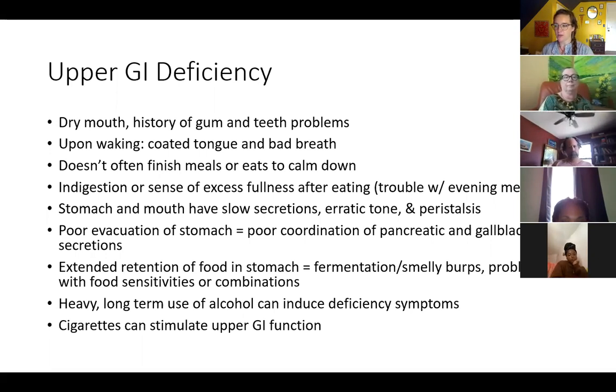That creates a poor coordination of digestive juices from your pancreas, from your gallbladder excreting out bile. All the releases are a little off because your stomach isn't working as smoothly and cohesively as it can because it's not reacting as quickly as it could. So this extended retention of food in the stomach causes some fermentation. So things stay too long in the stomach, it starts to ferment and over-digest. And so you have smelly burps, that leads to the bad breath, especially when you wake up in the morning, problems with food sensitivities, or combinations.